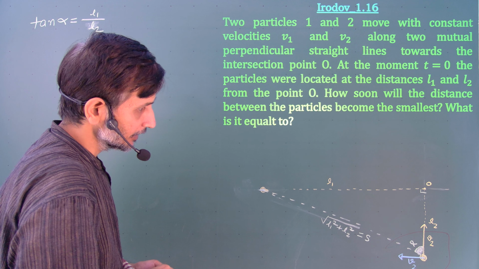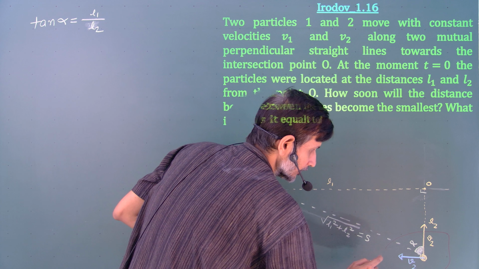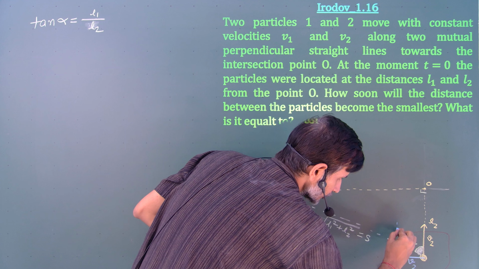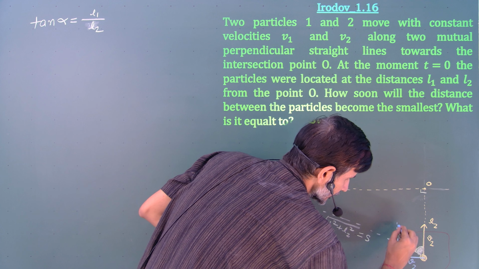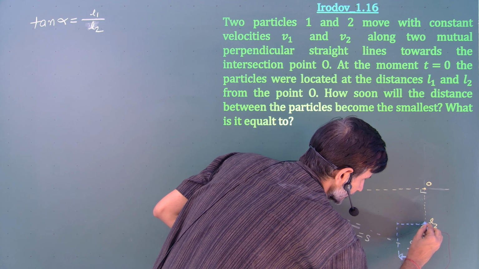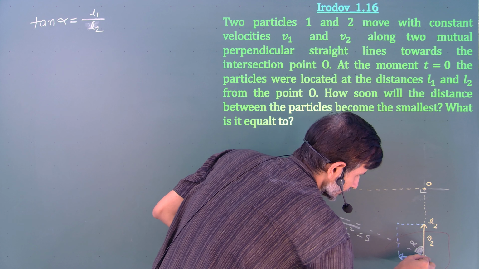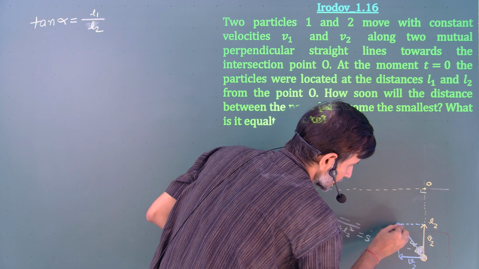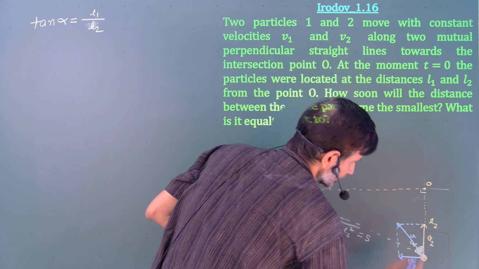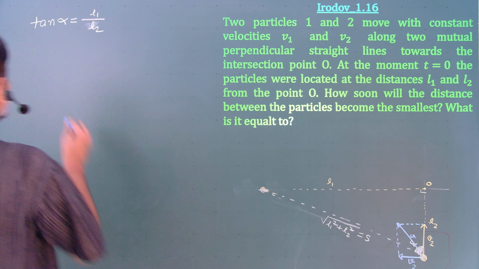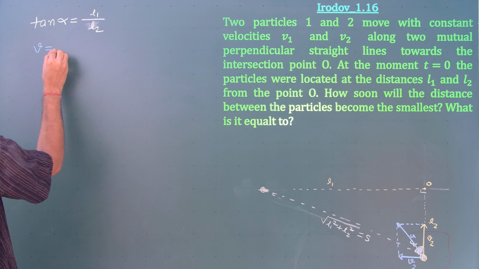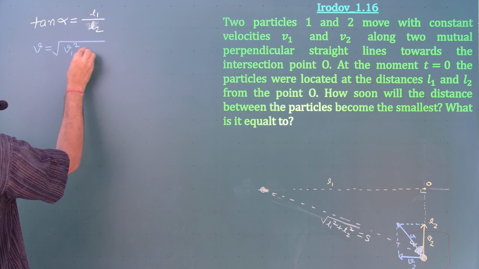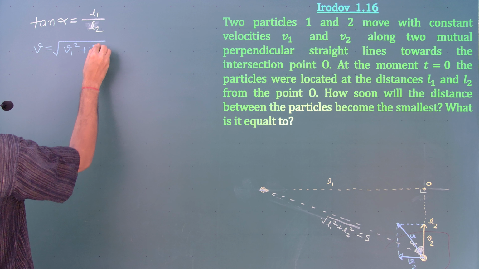In which direction will particle 2 move? The direction of the resultant velocity of v1 and v2. So what is the resultant velocity? To calculate the resultant velocity, I draw a rectangle like this. So the resultant velocity is in this direction. Let me call this resultant velocity v. What is the value of v? v should be equal to under root v1 square plus v2 square.